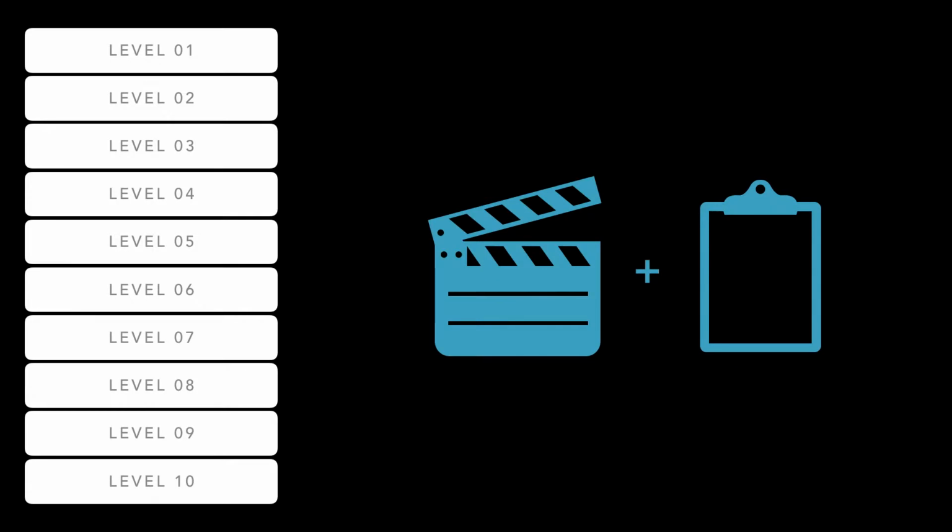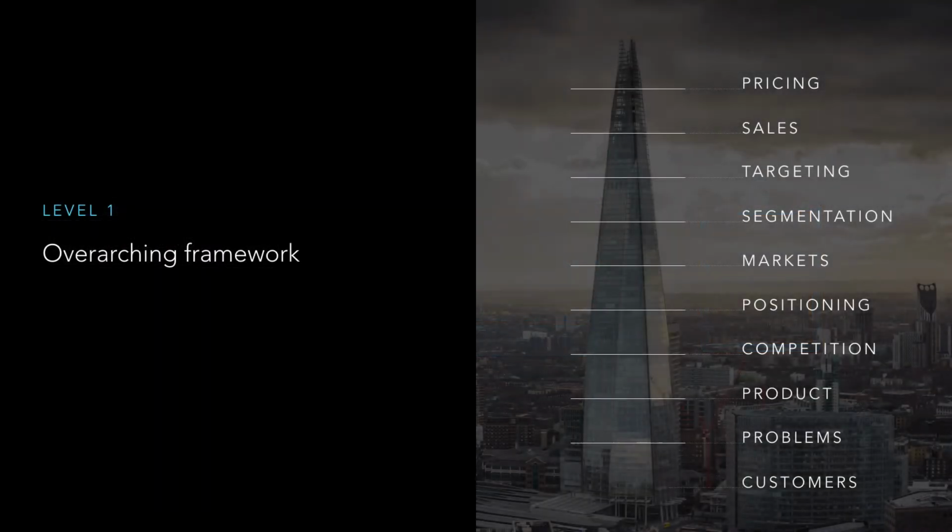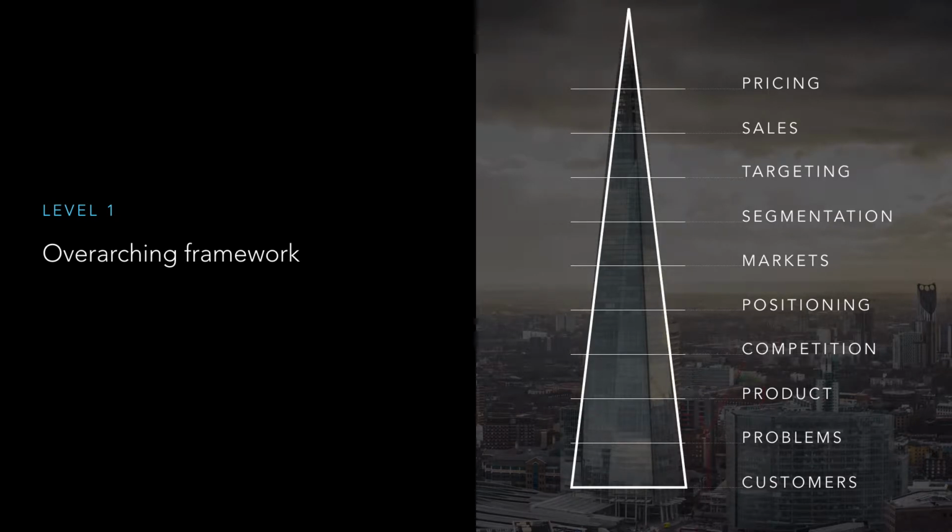Customer Illuminated unfolds over 10 levels. Each level includes videos that teach tactics and templates for implementing those tactics. You're watching Level 1 right now. Level 1 introduces the framework we use to understand customers, evaluate business opportunities, and design a sound go-to-market strategy.